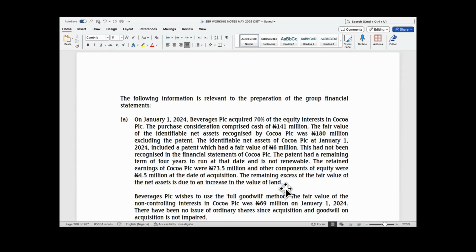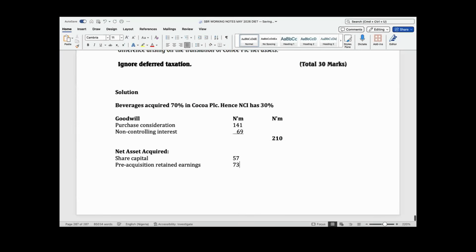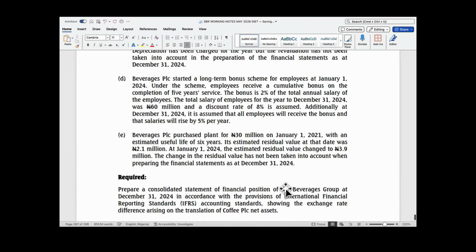I hope you can all see it. It is in this first paragraph. They said the retained earnings of Cocoa were 73.5 and other component of equity is 4.5. So let's take the two. This is 73.5, and the pre-acquisition other component of equity. Let me just write it in full because some people will not know. Other component of equity is 4.5. Then, what again?